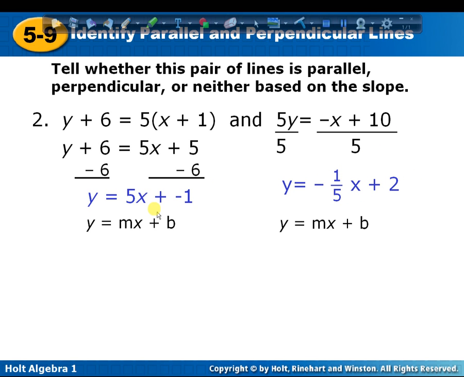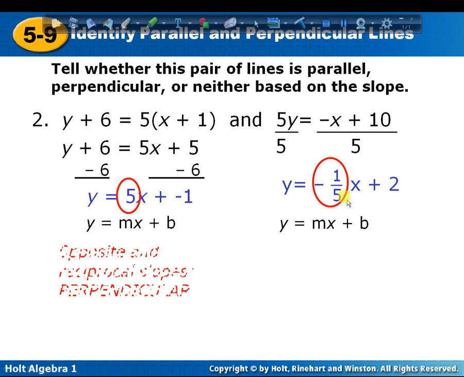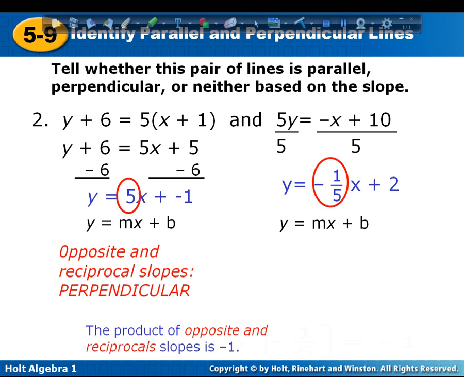Now they both are in y equals mx plus b form, so I can look at the number in front of the x. And I can say, are they the same, or are they opposite reciprocal, or are they neither? They're not the same, however, they are opposites. One's positive and one's negative. And they are reciprocals, because here I could say 5 over 1, and here it's 1 over 5. So these are opposite reciprocal slopes, so they are perpendicular. Make sure you have all that written down before you move on, including the opposite reciprocal and the word perpendicular. And that's just showing that they multiply together to give you negative 1.